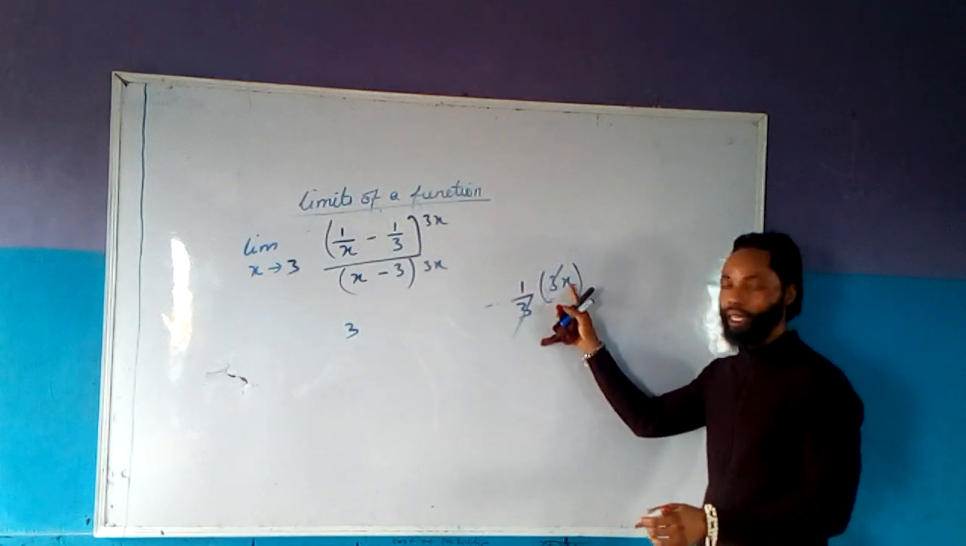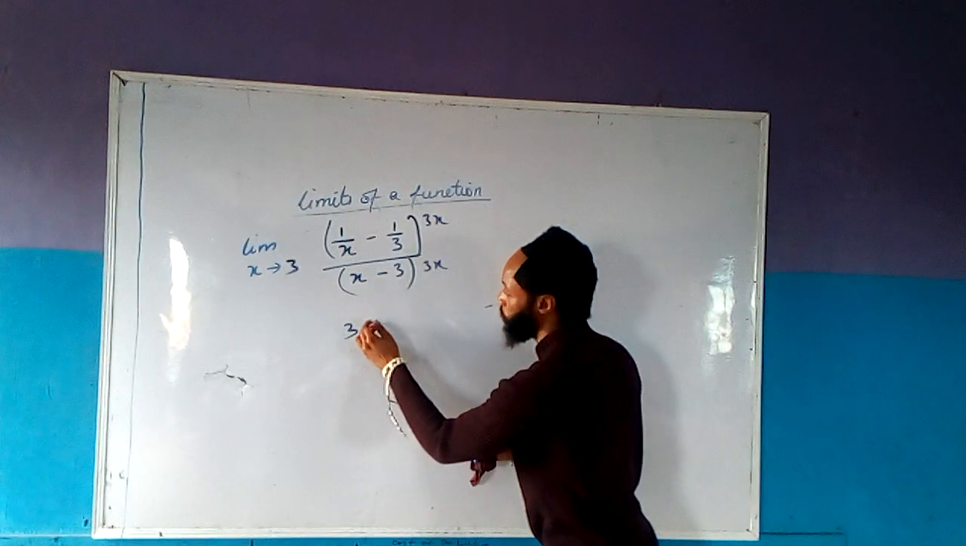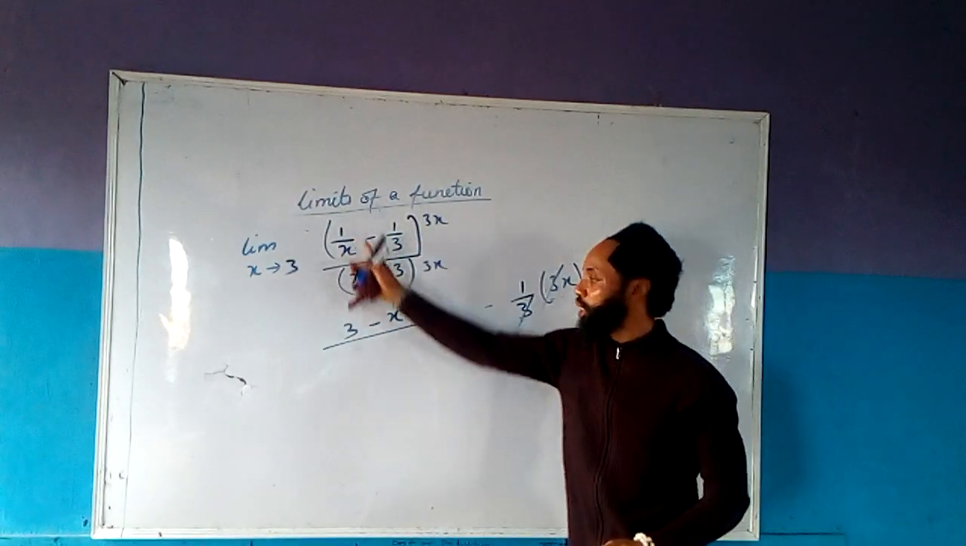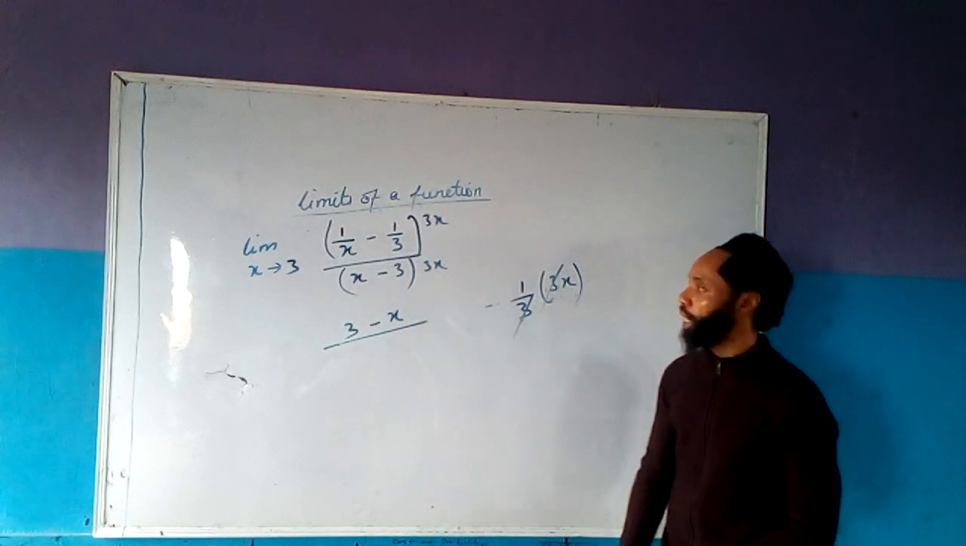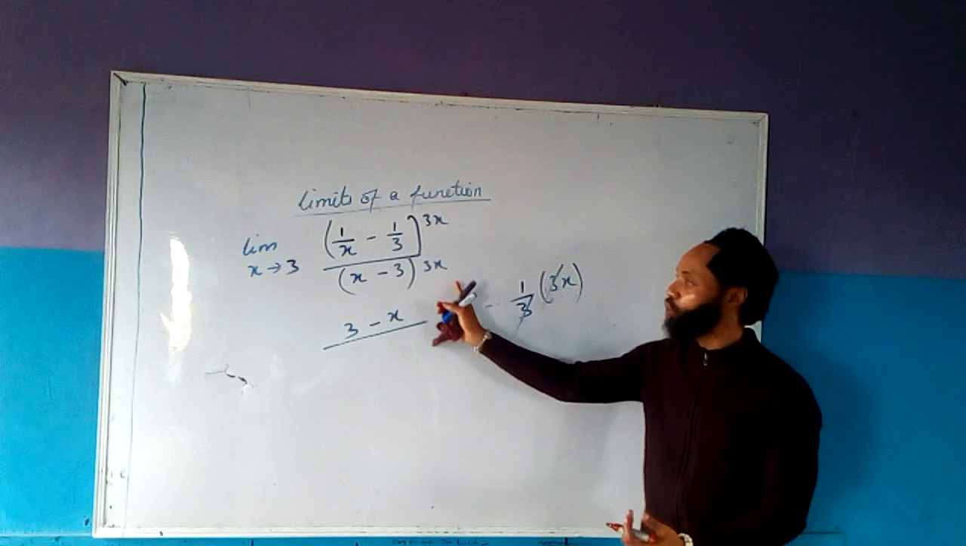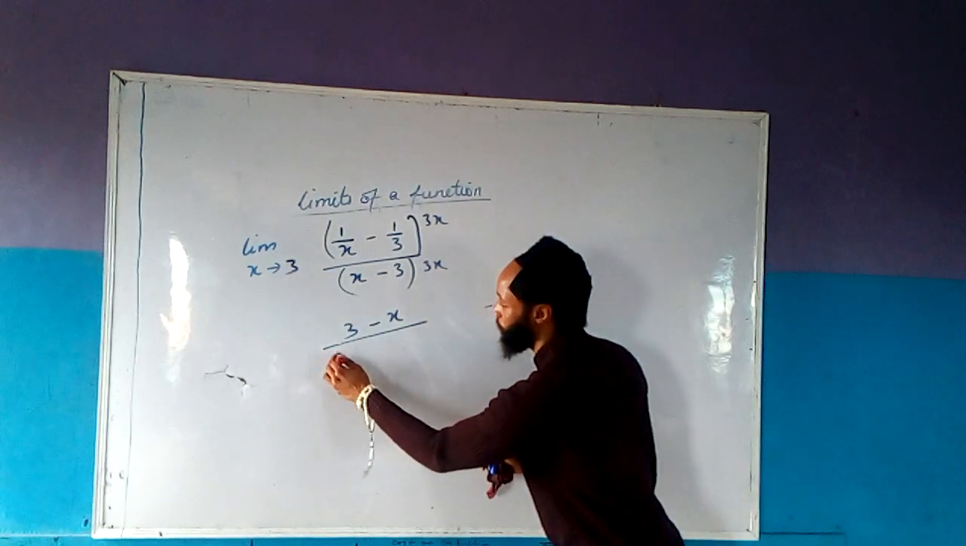Negative 1 times x is what? Negative x. So this is what I have as a numerator. Multiply by this, you got this. Now, the next one is this. You just want to keep this one this way. Leave it as it is.